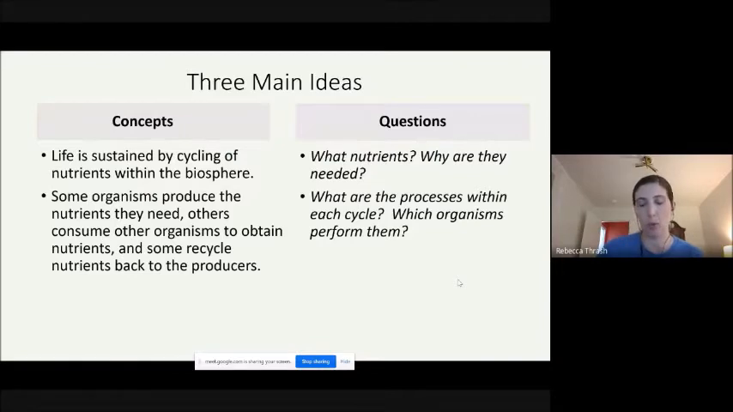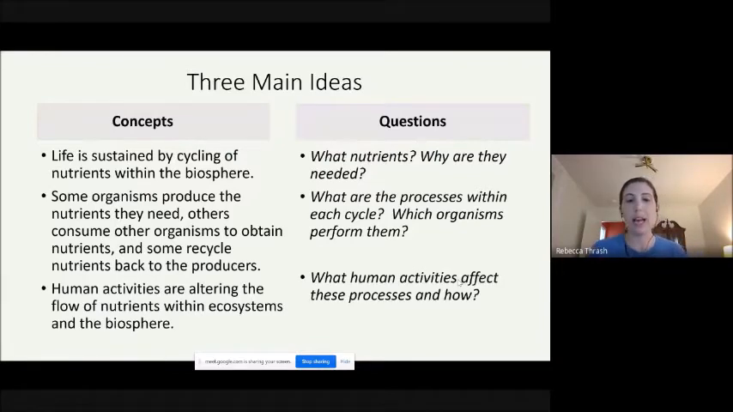Which organisms perform them? And then the last thing: human activities are altering the flow of nutrients within ecosystems and the biosphere. So you will need to know what particular human activities are occurring within each cycle, and how that changes those aspects of the cycle and their outcomes.